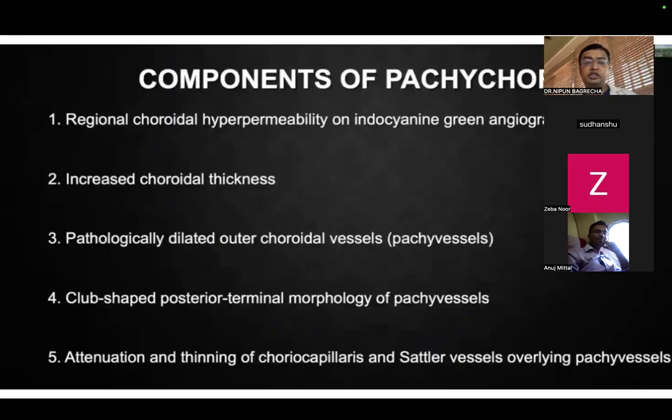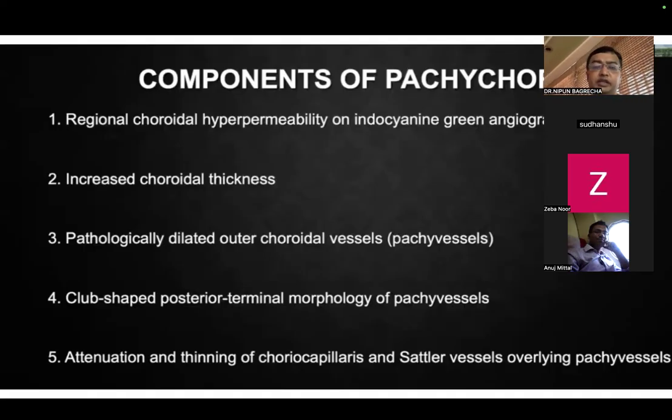So, what are the components of pachychoroid? Pachychoroid generally means the pachyvessels in the choroid. Pachyvessels means the Haller layer is dilated. We have two layers of blood vessels in the choroid, the Haller and the Sattler layer.